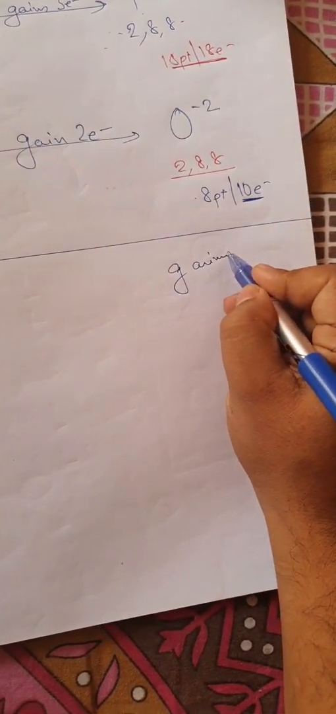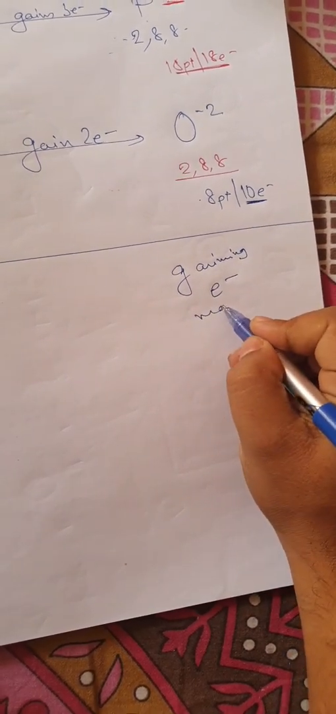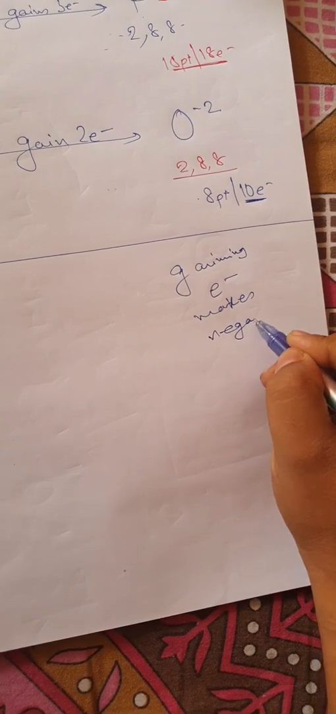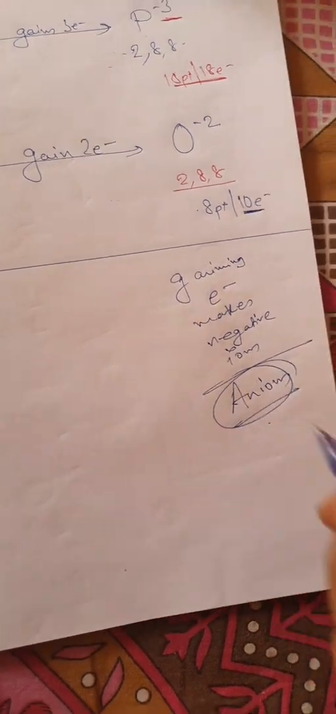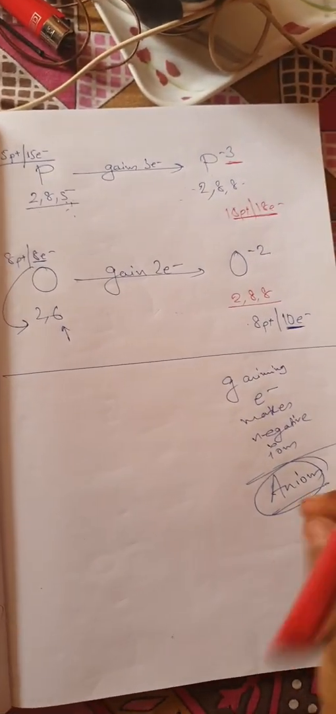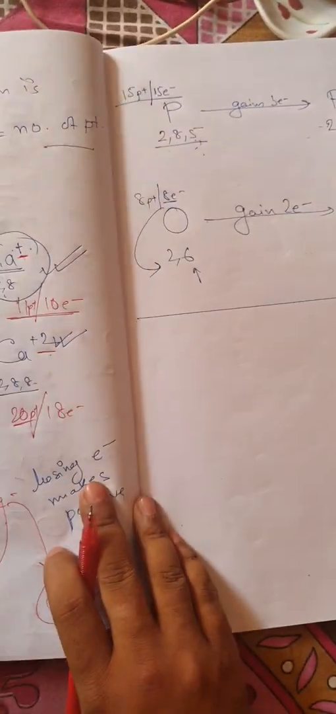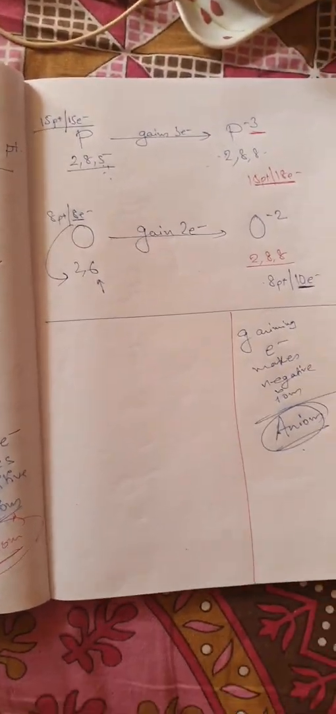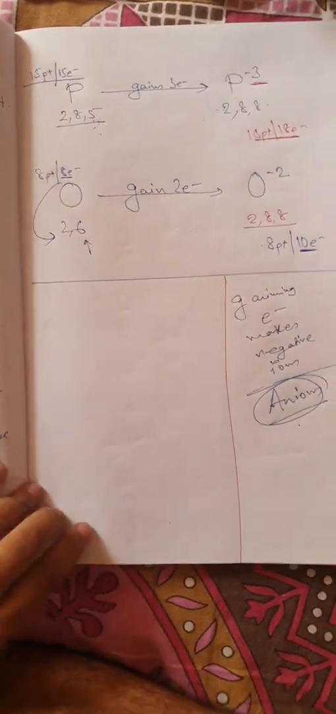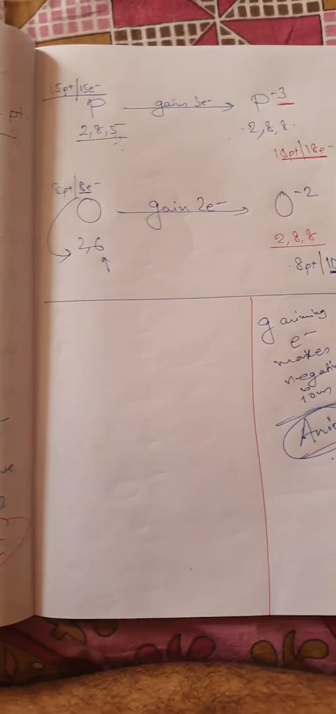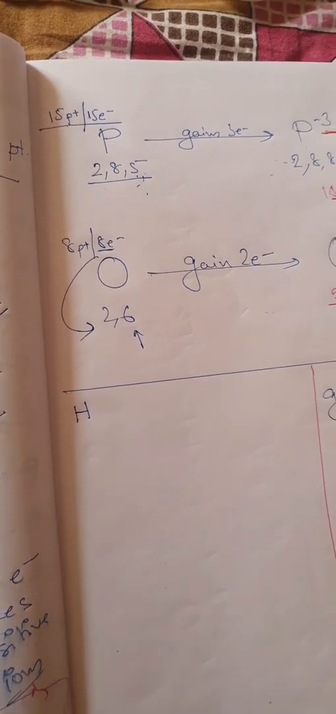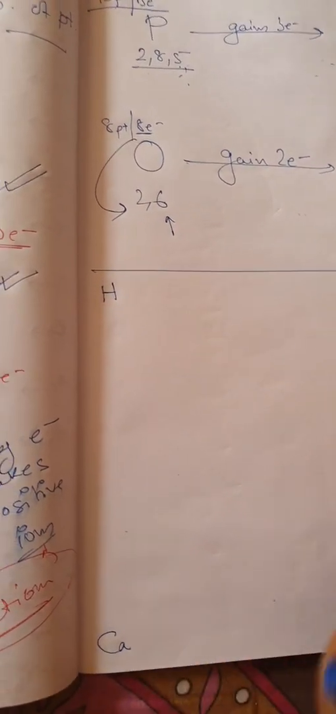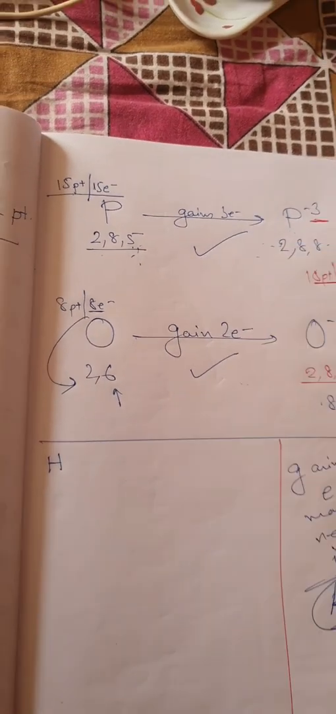So we learned that gaining electrons makes negative ions, or anions. My suggestion is to make a chart to understand this. If you do not make a chart, you will not be able to visualize it. I want you to visualize and make a chart. For each case, starting from hydrogen to calcium, do this thing. Think and do this.